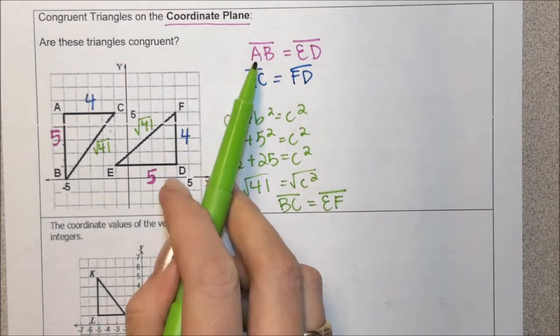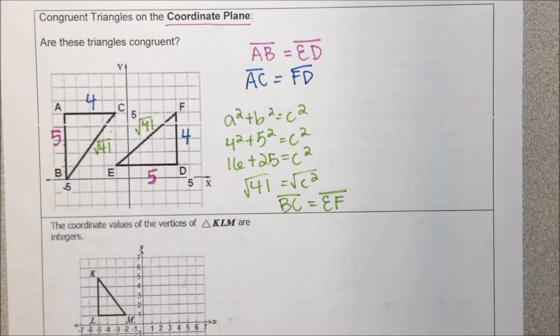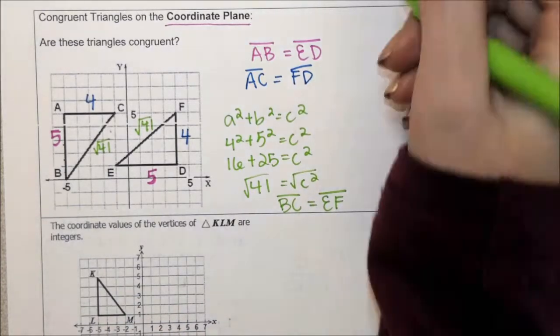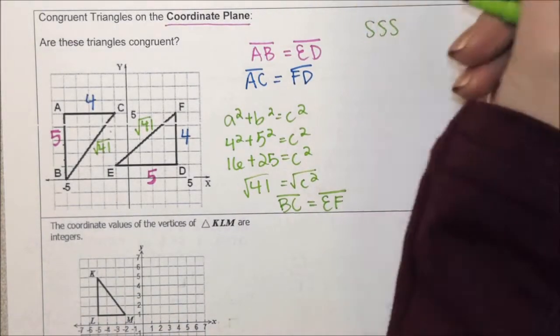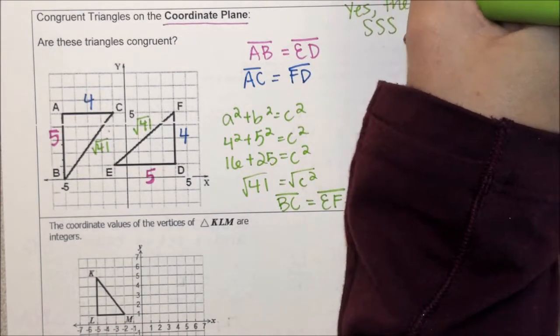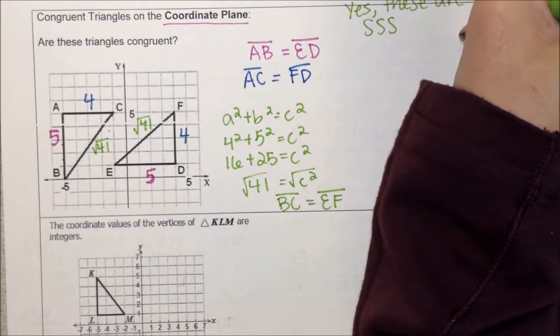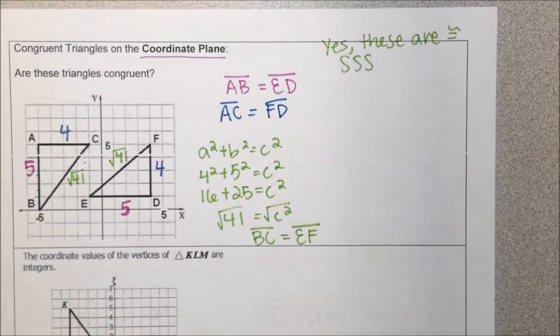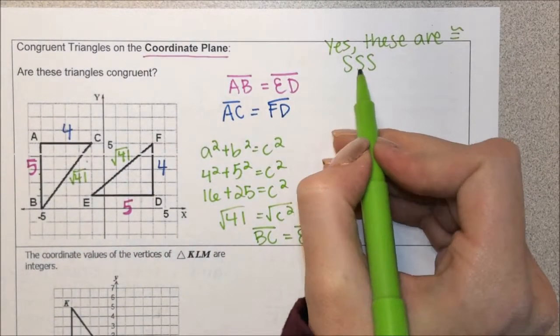So I see that I have 1, 2, 3 sets of congruent sides. So then that means these triangles are congruent by side, side, side. Yes, these are congruent. Oh, you can't see that. Yes, these are congruent by side, side, side.